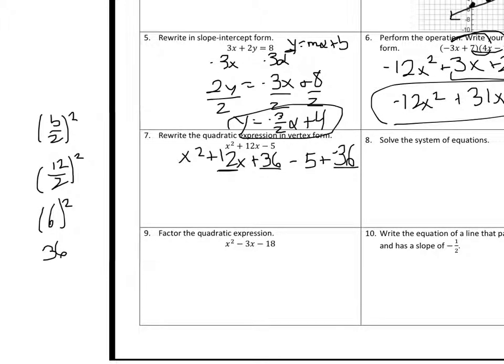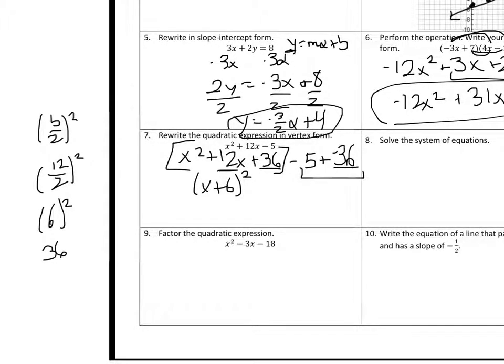Now I'm going to factor this first polynomial. So what multiplies to 36 and adds to 12? Well, it's got to be the same number twice. That's why it's a perfect square, completing the square. It's going to be x plus 6, and because there's two of them, I'm going to write it as squared.